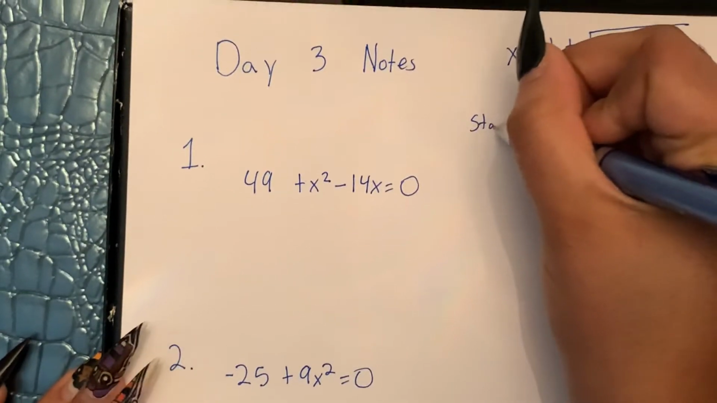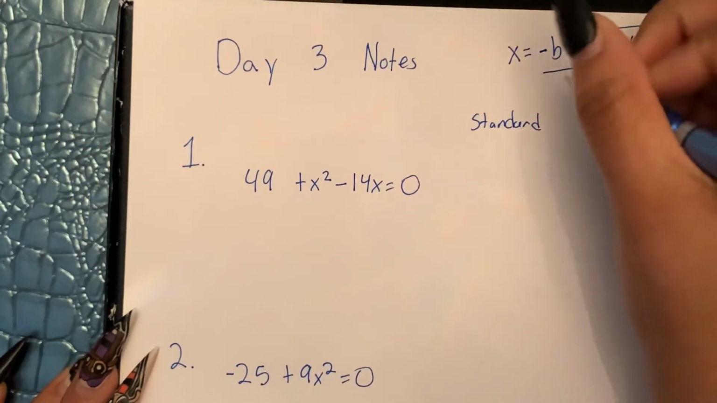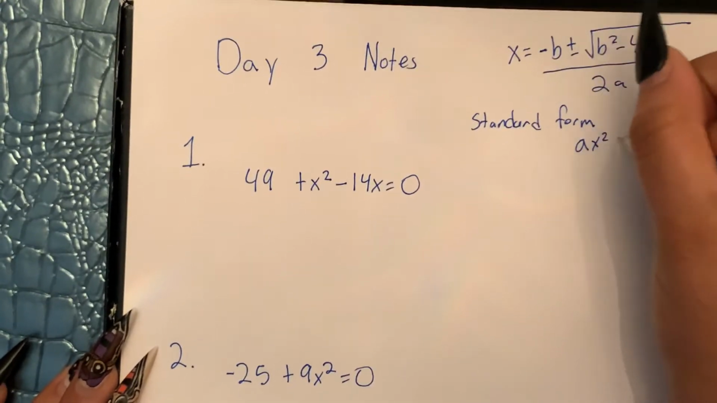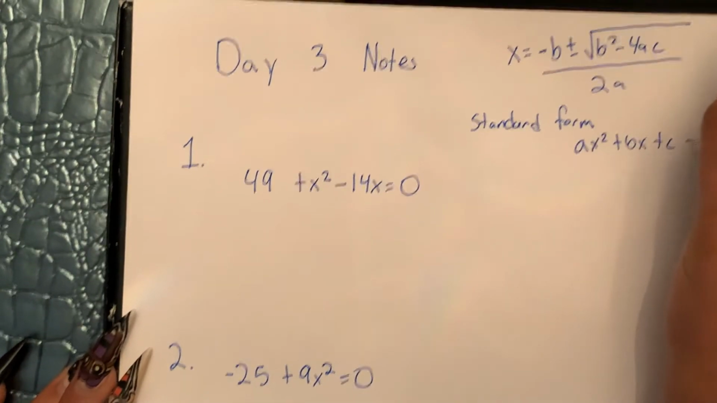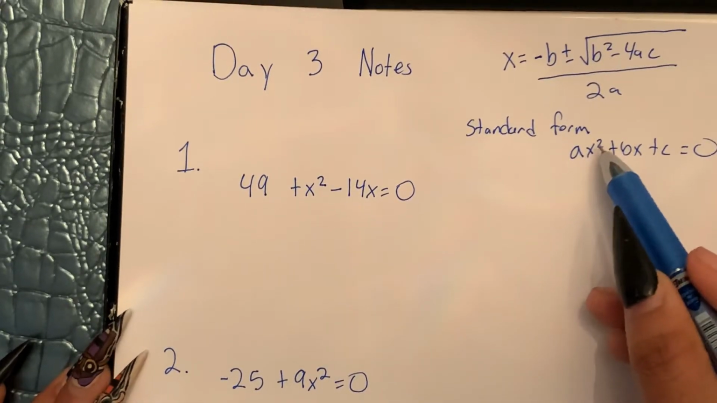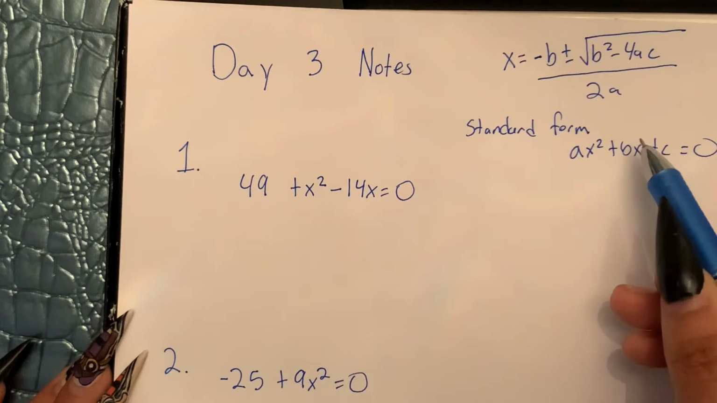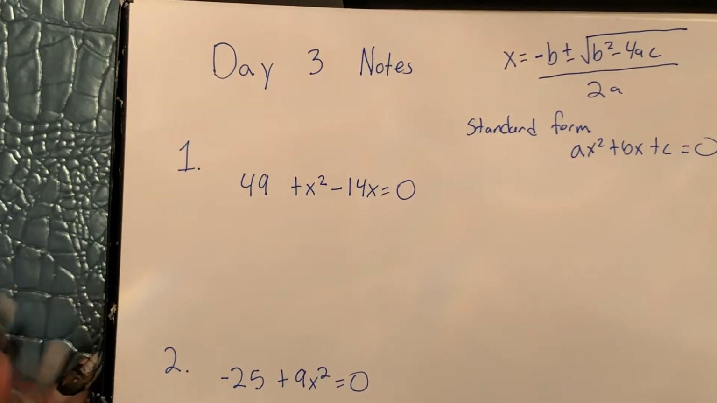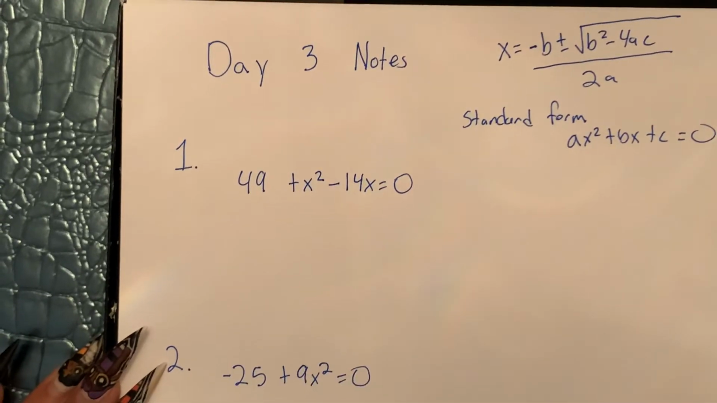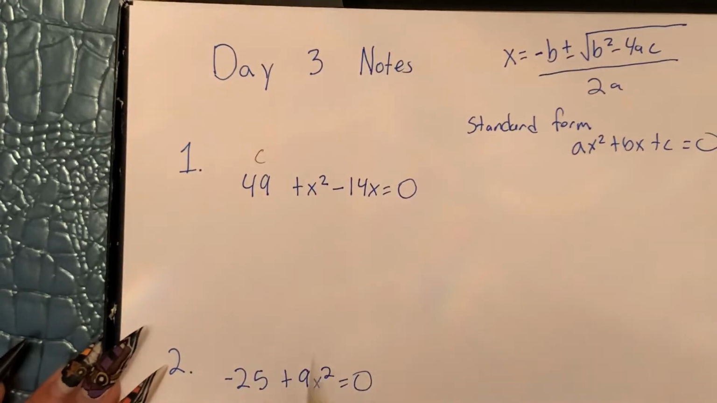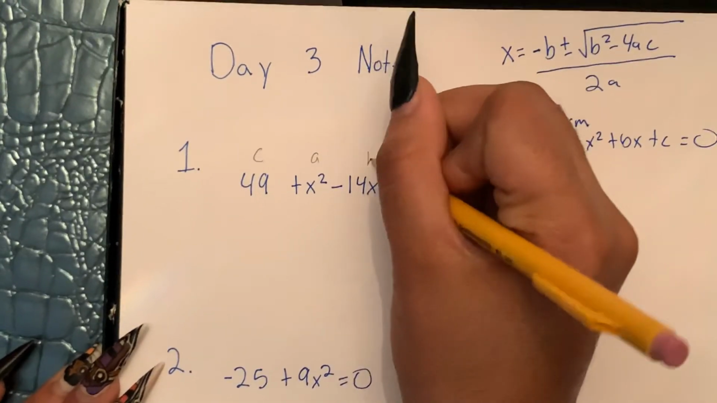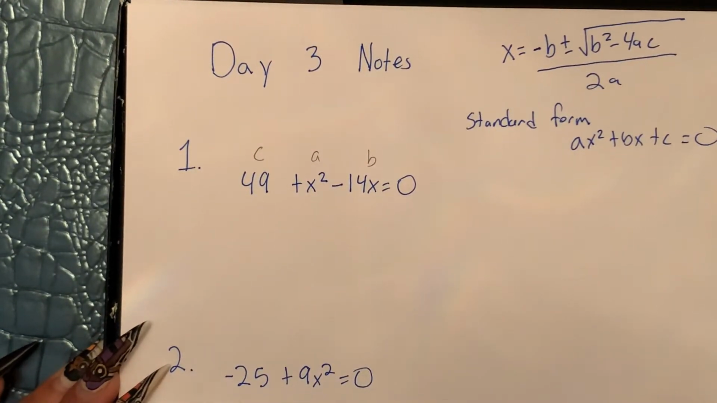Okay, standard form is ax squared plus bx plus c equals 0. It has to be in that order. The x squared term goes first, the x term, and then the constant with no x. So that's not in the correct order. This is the term with no x, so that's your c, your constant. This is the x squared term, that's your a. This is the x term, that's your b. It has to go in the correct order, which you guys should already know how to do.